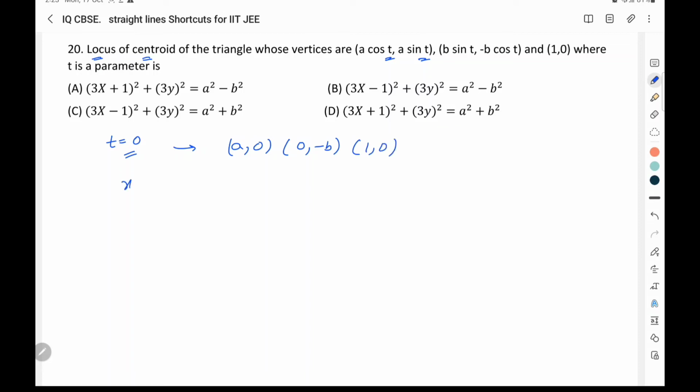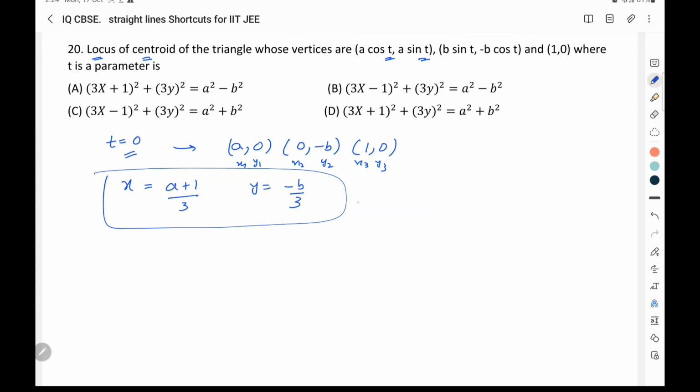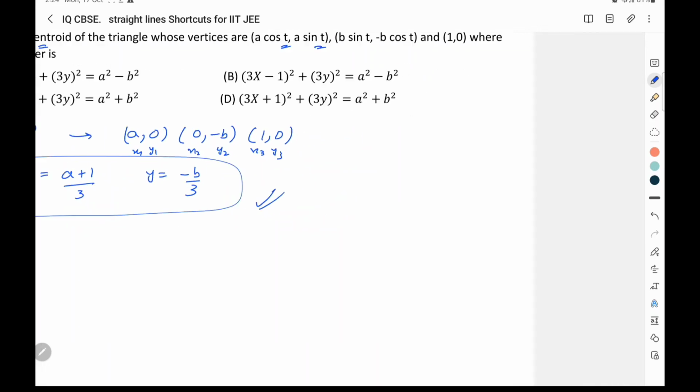So we know the centroid formula: for (x1, y1), (x2, y2), (x3, y3), the centroid is (x1 plus x2 plus x3) by 3, (y1 plus y2 plus y3) by 3. So x becomes (a plus 1) by 3, y is minus b by 3. Now just substitute x and y values in your options and you will get the answer. Try to solve it.